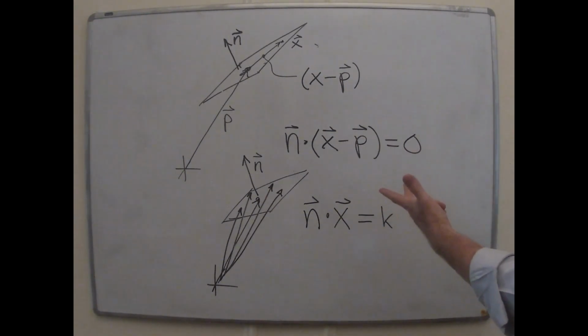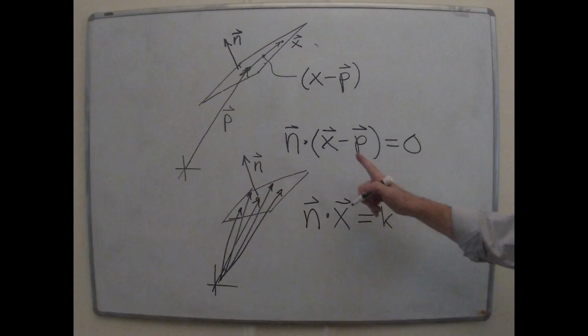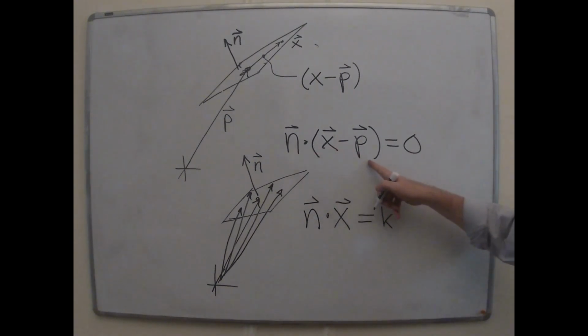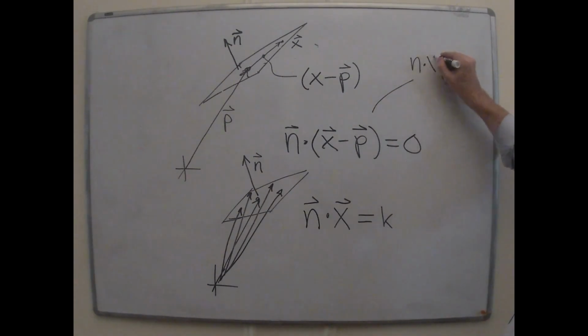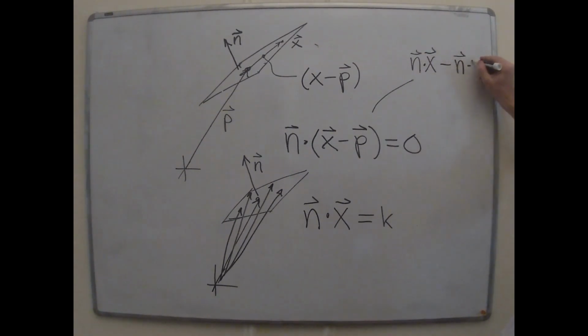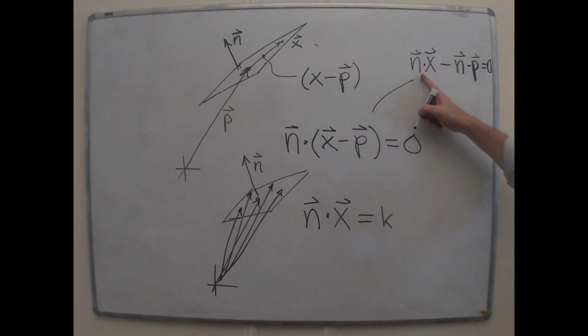And let's see the connection between these two views of things. If you dot n with this difference, you'll get n dot x minus n dot p is equal to 0, the number 0. So that means, wait a minute, that means that n dot x is equal to n dot p. If the difference is 0, that means the two things are equal. So n dot x equals n dot p.